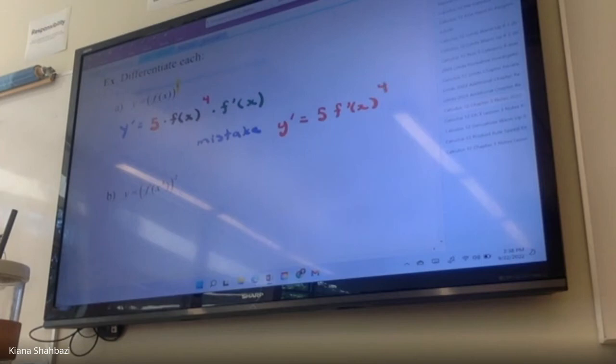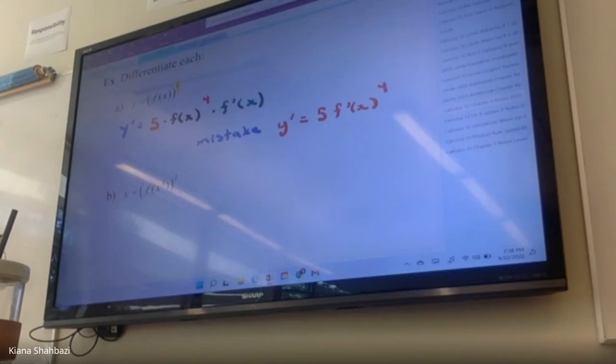A lot of students do that. So just have a note there that's not right. When you take the derivative of the outside, you can't touch the inside at all, right? Because the inside is part of the outside. A lot of students do that, but it's actually incorrect.